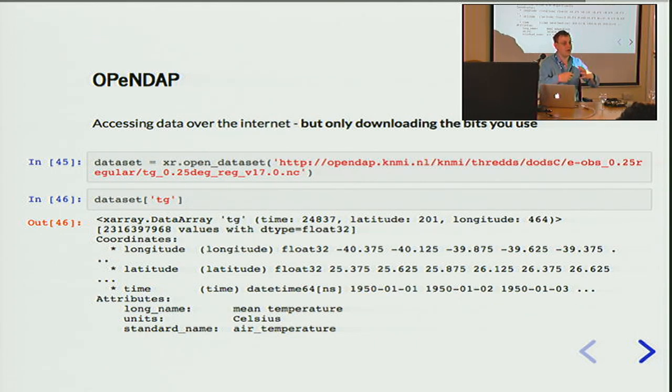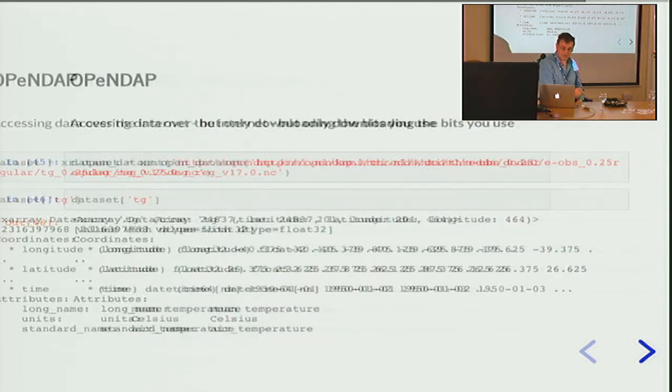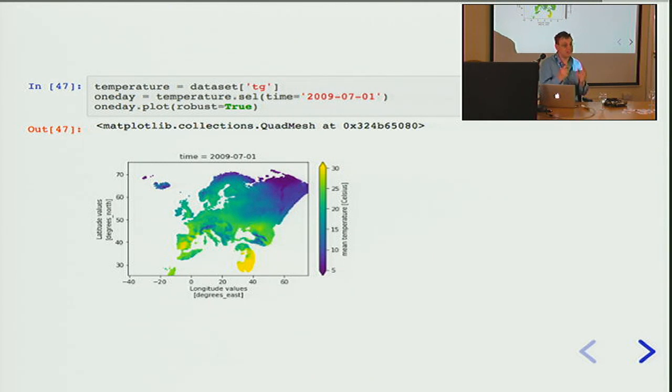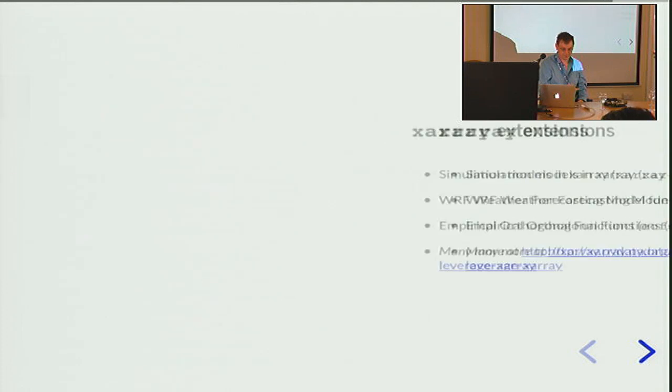And this is a data set, so it has multiple data arrays within it, and we're selecting the TG one, which it helpfully tells us in the attributes is the mean temperature. So this is a climatic data set from the Netherlands Meteorological Institute. Mean temperature data here, you've got all your coordinates, you can then say, okay, select a specific time. So here we're selecting a date in 2009 and plot it. Now, the only data that has been downloaded from that website is the data for that plot. You haven't downloaded all the data from 2008, 2010, anything like that. You've just got the data you need, which is really efficient.